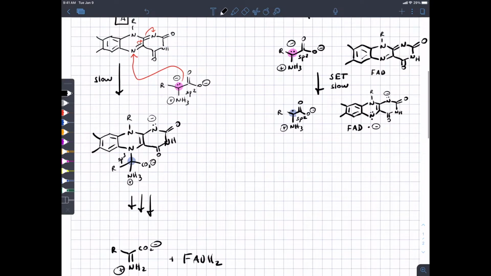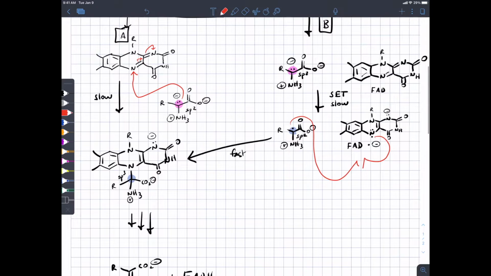And the next steps aren't important. You could get to this intermediate in a subsequent fast step simply by doing the radical reaction between the FAD radical anion and the radical amino acid. And then the subsequent steps would be the same. So how do you tease out these two mechanisms?